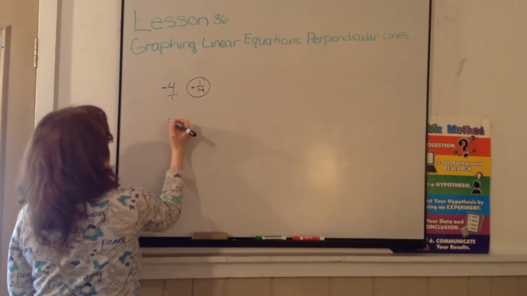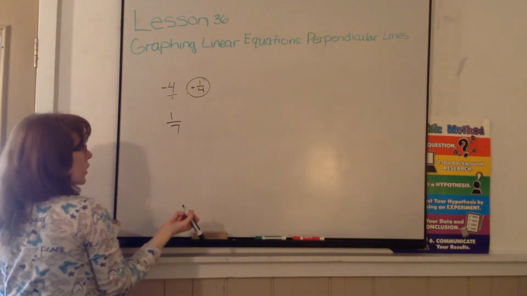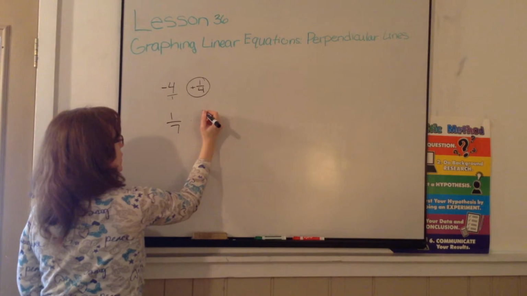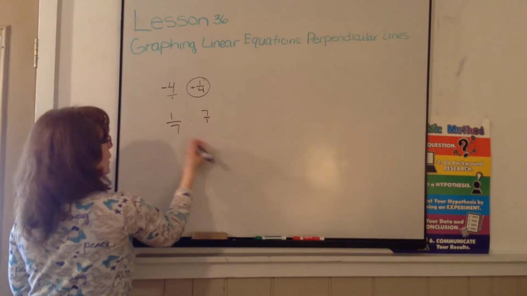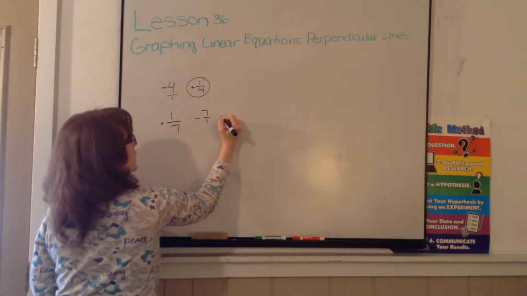What about 1 over 7? Well, the reciprocal of 1 over 7 would be 7 over 1. And since this is positive, I want this to be negative. So my negative reciprocal would be negative 7.